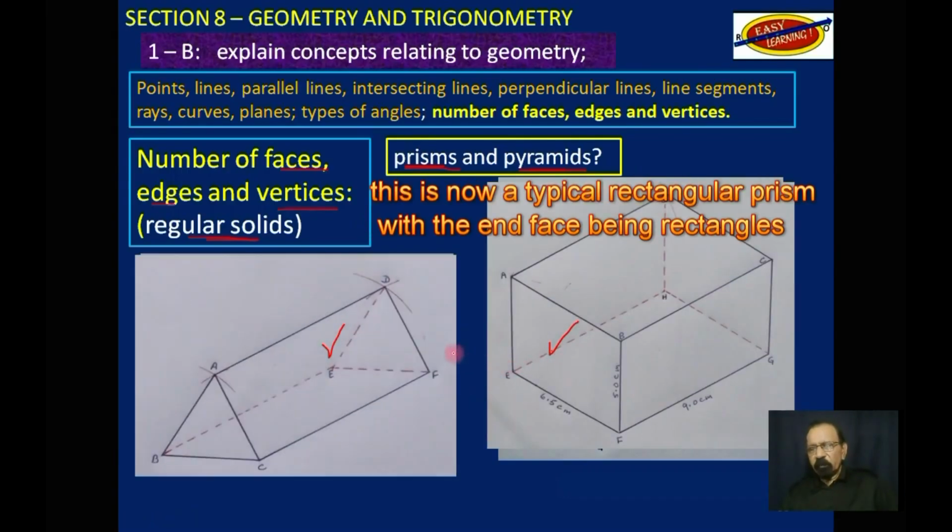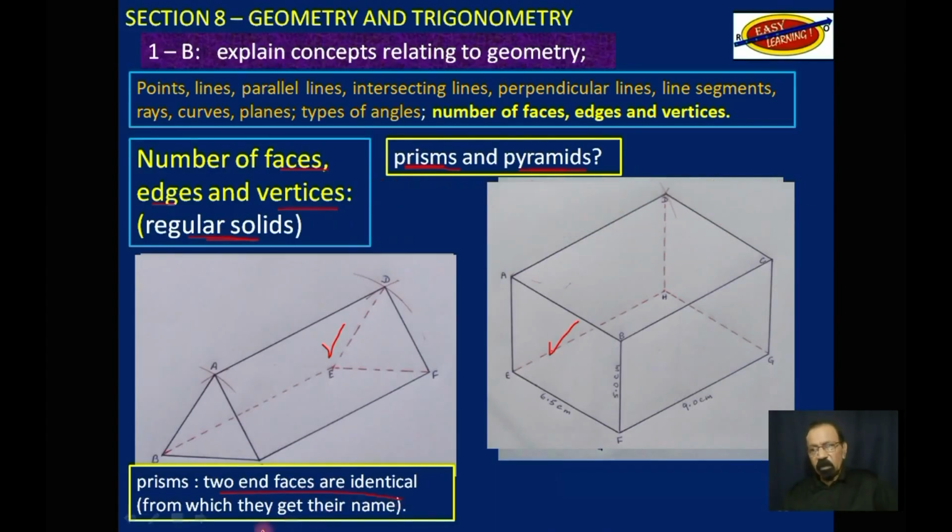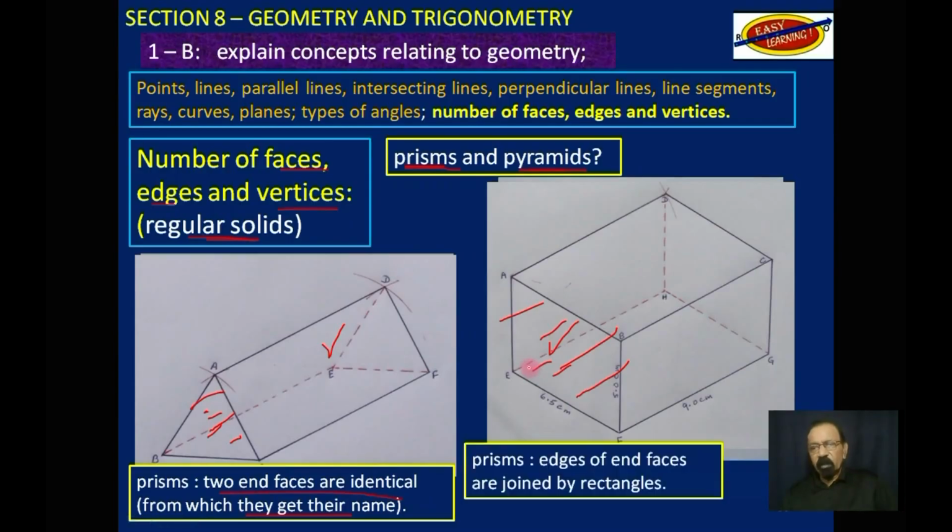What do we know about them? Well, they have 2 end faces that are identical. That's the first thing you know about a prism. And of course, those end faces give the prism their name. So this one is a triangular prism, and this one here is a rectangular prism. That's the first thing. 2 such faces opposite each other.